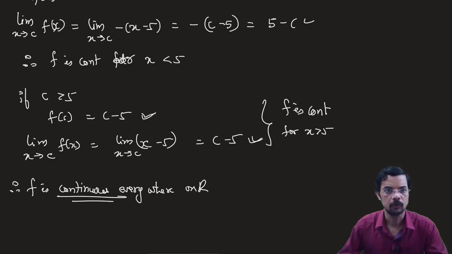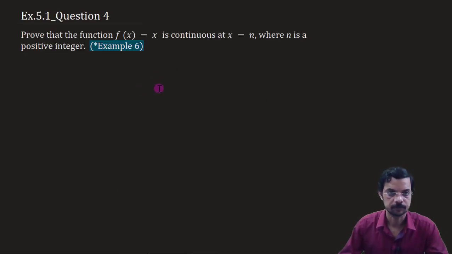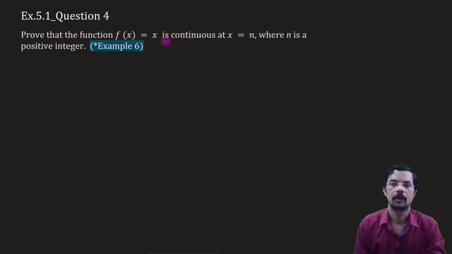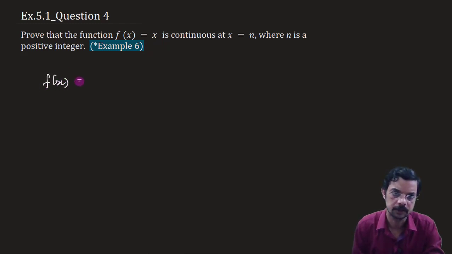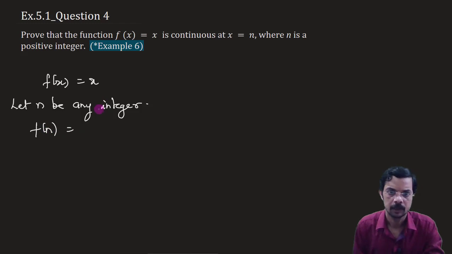Now we shall move on to question number 4. To prove that the function f of x equal to x is continuous at x equal to n, we need to show that it is continuous at any integer. Let n be any integer. Then what happens? f of x is equal to x. Now let n be any integer. What is f of n? f of n will be equal to n, right?